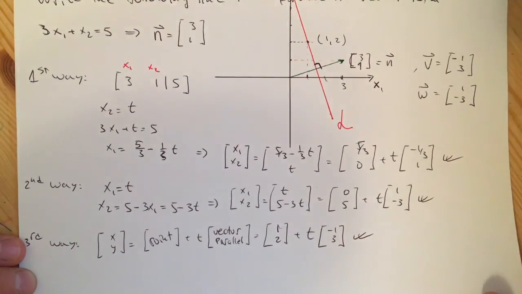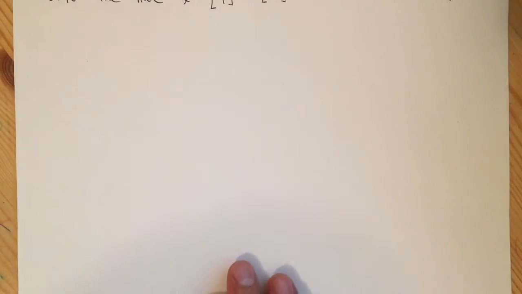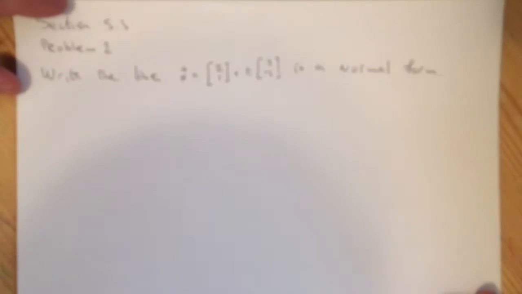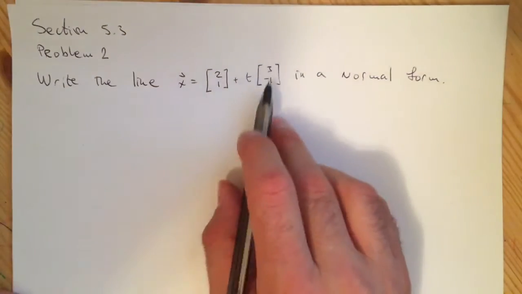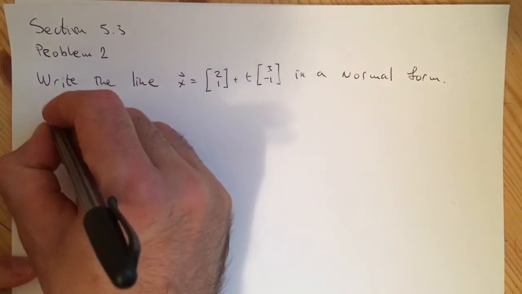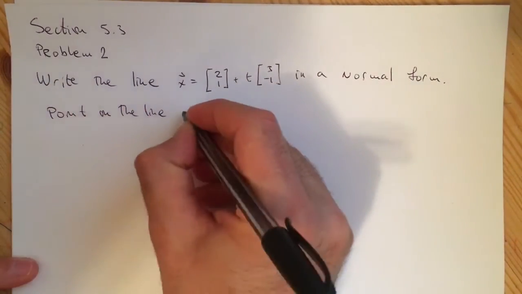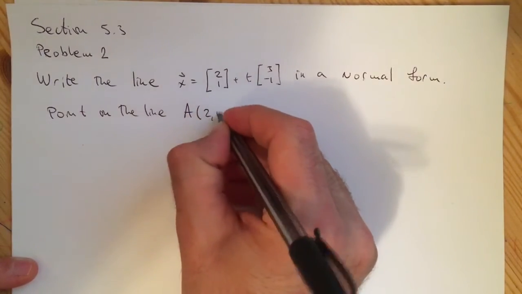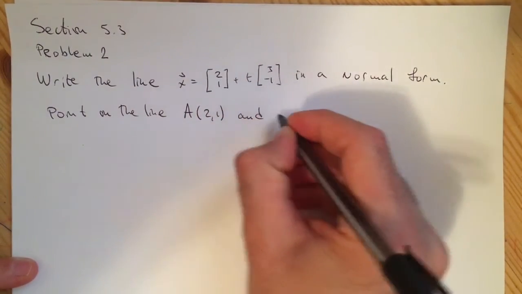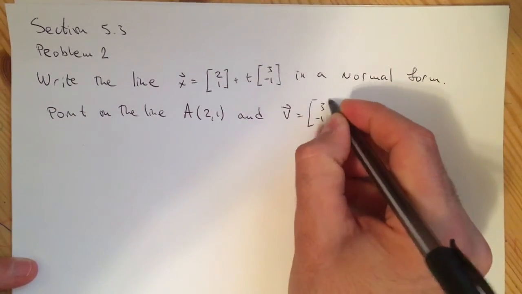Now, we will continue and cover problem number 2 in the same video that says, given a line in parametric vector form, find the normal form of this line. Okay, now what are we given? Now I'm given a point on the line, let's call it A, with coordinates 2 and 1, and vector v that is parallel to the line, and the vector v is 3 and -1.